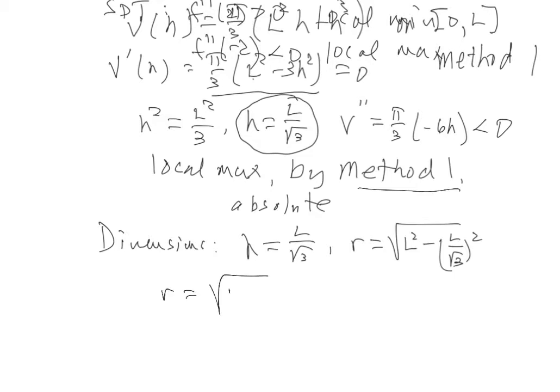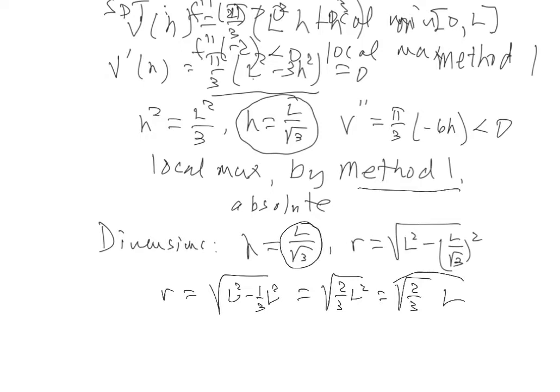So R is the square root of L squared minus 1/3 L squared. Well, that's 2/3 L squared. And that is the square root of 2/3 times L. So the height should be that. The radius should be that. Notice that is equal to, just for the fun of it, the square root of 2 times h. So the radius for the cone of maximum volume should be the square root of 2 times the height of the cone. All right, so that's it.